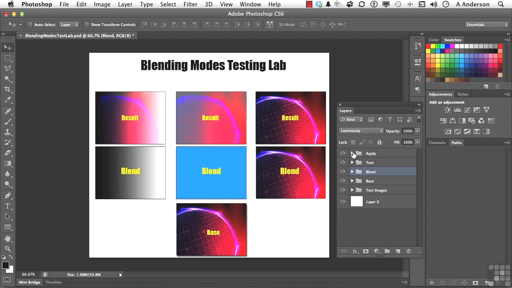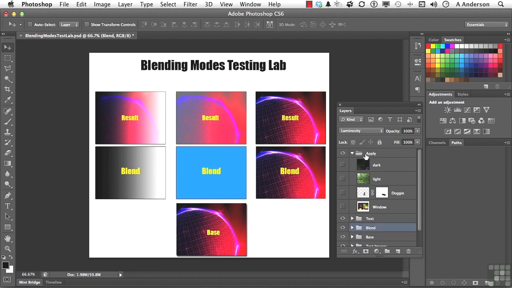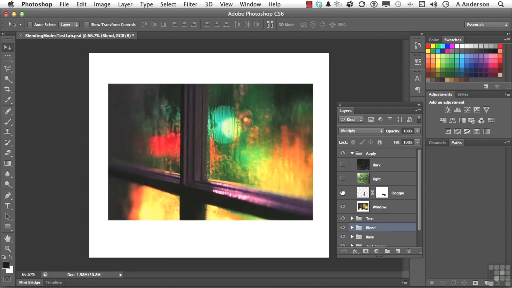Go into Apply. Now you should see two images in there called Doggy and Window. Go ahead and open up Window and then put the doggy in the window. How much is that doggy in the window? Let's go ahead and select Doggy. Now what I'm doing here is attempting to take a two-dimensional space and put cues to your brain that are three-dimensional.